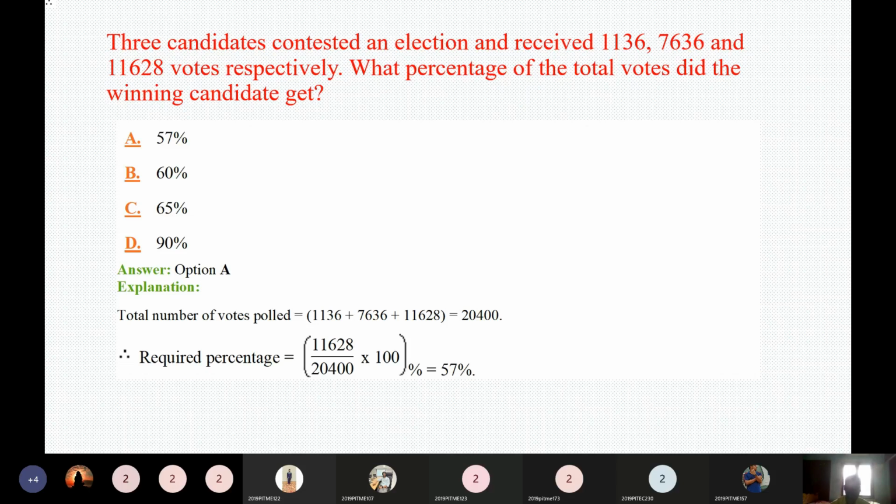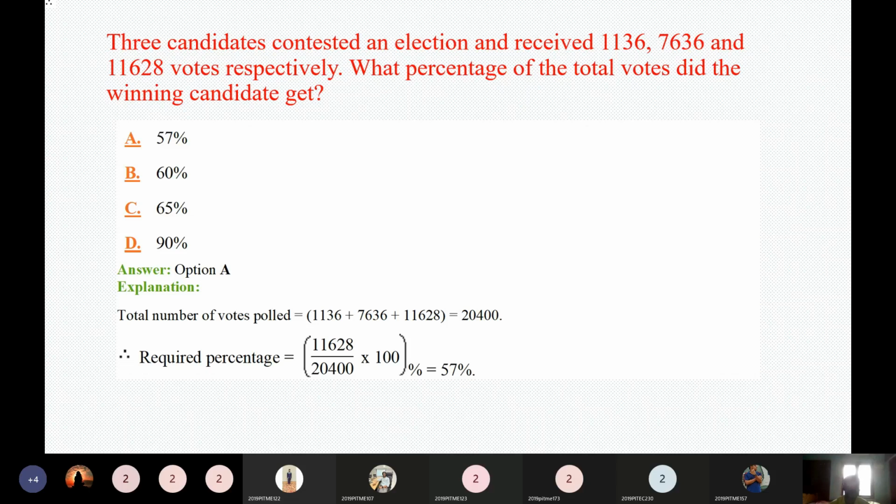Now add this value: 1,136 plus 7,636 plus 11,628. These are all polled votes. If you add these three, you get 20,400. So total votes polled are 20,400. And you know that the third person, who got 11,628 votes, won the election. Now you get the percentage.